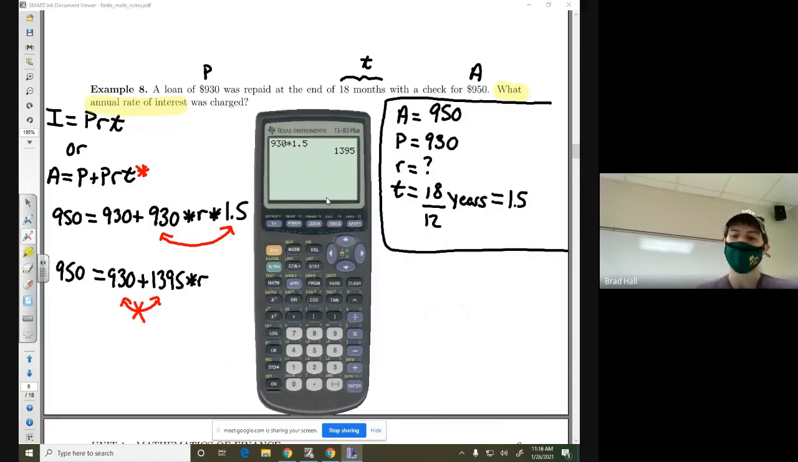Can't do that because the 1395 is still multiplying the R. And you might think, well, there's nothing to do there. The point is exactly, there's nothing you can do there. You cannot break up that multiplication. So the aforementioned addition can never happen. That addition cannot happen because that 1395 is stuck with the R. You can't just split it up and just add it off to the side.